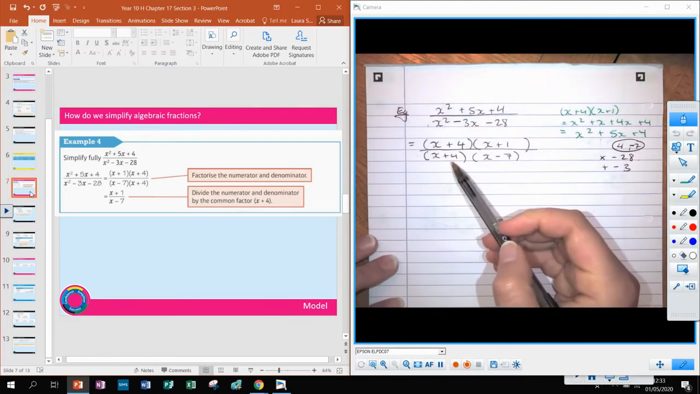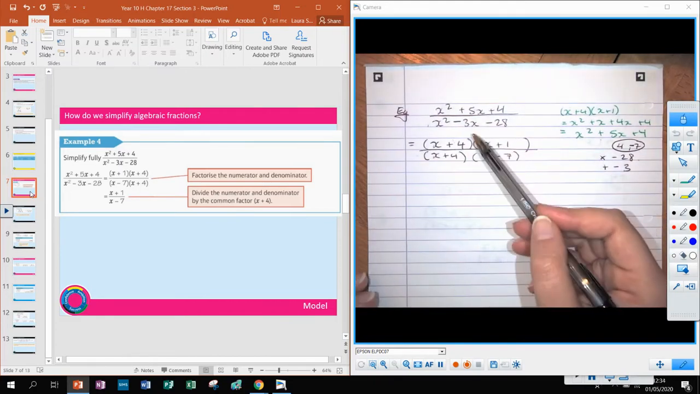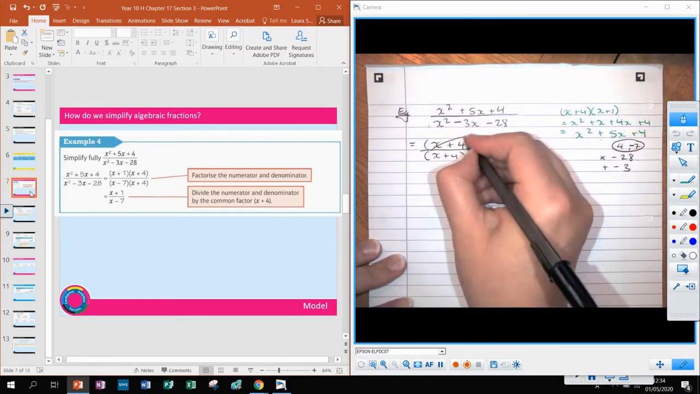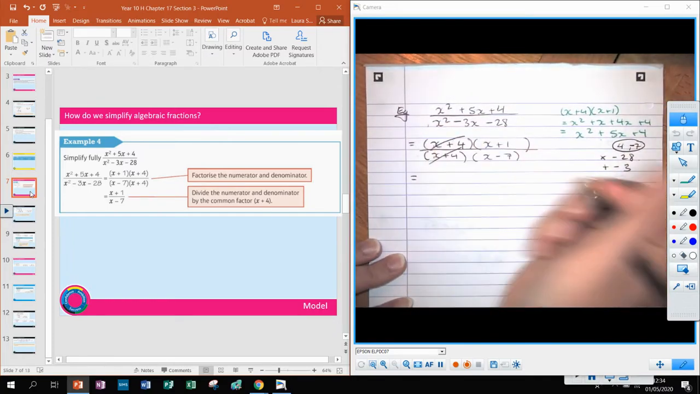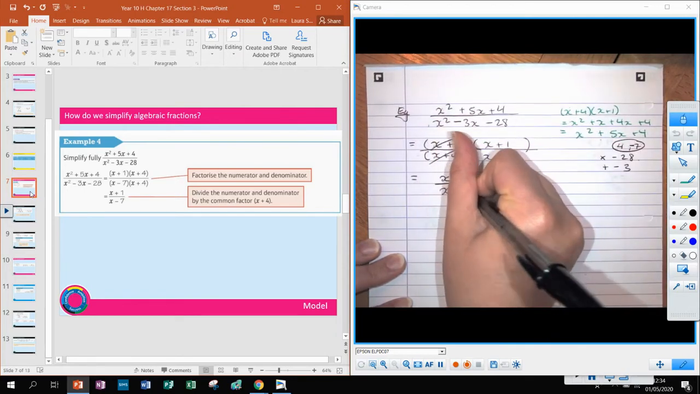Okay, what I also want you to realize is that you're always going to have at least two that match when you are simplifying. Those two cancel down, and that leaves us with a final answer of x plus 1 over x minus 7.